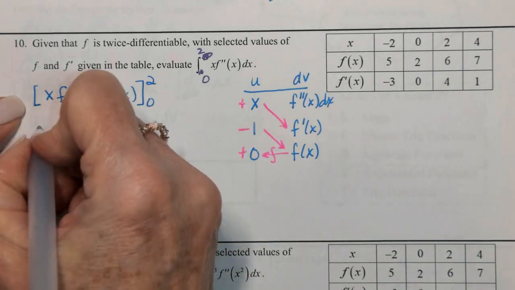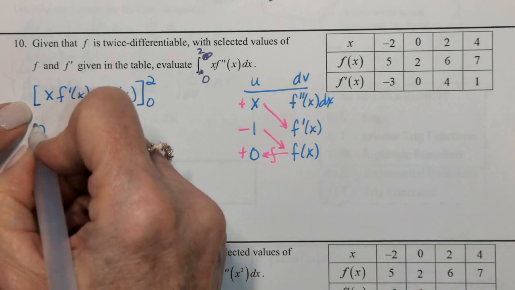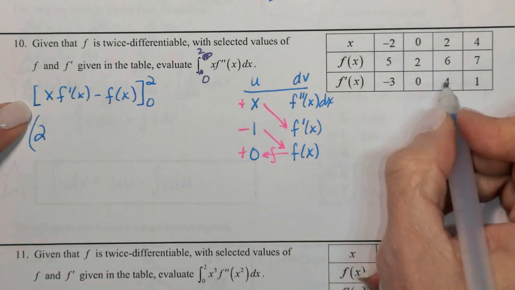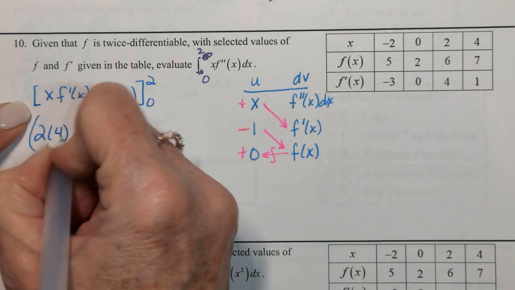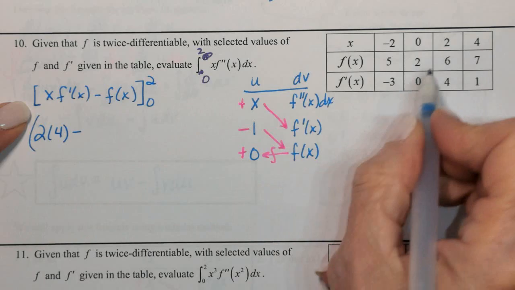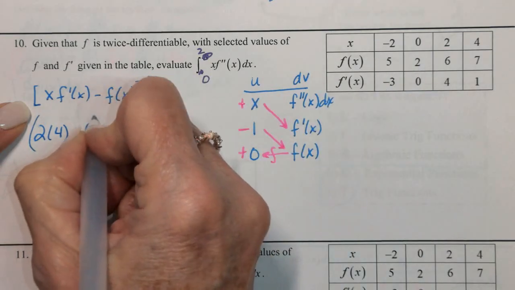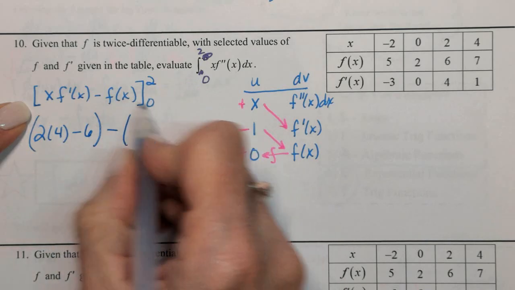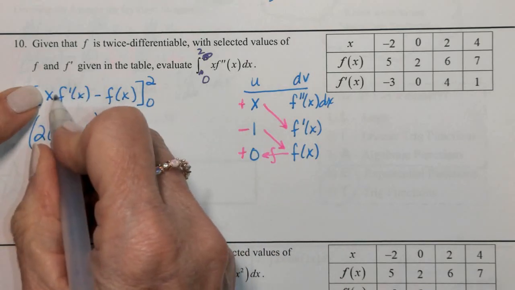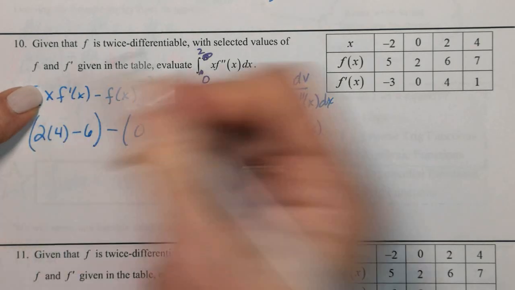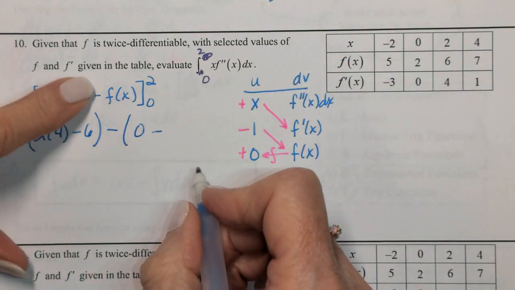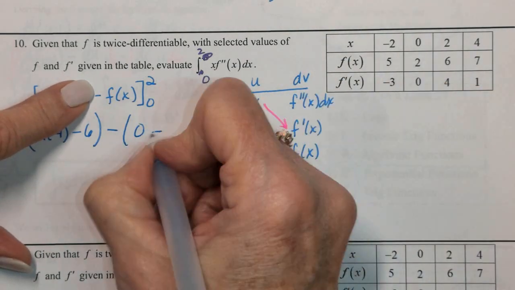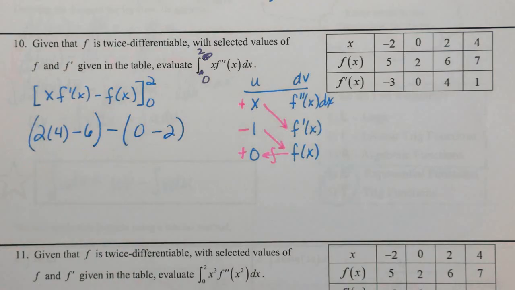Plug in 2. F prime of 2 is 4. F of 2 is 6. Minus, 0 goes in for x. Well, when 0 goes in for this x, it's going to make that first term 0. Minus f of 0 is 2. Safe stop. If we had to clean it up, we clean it up.